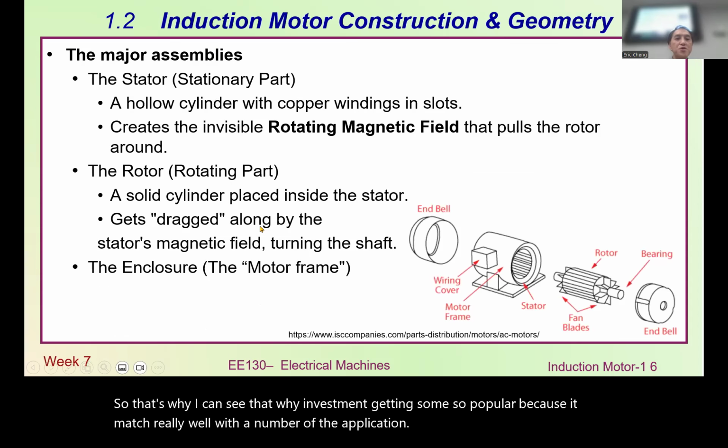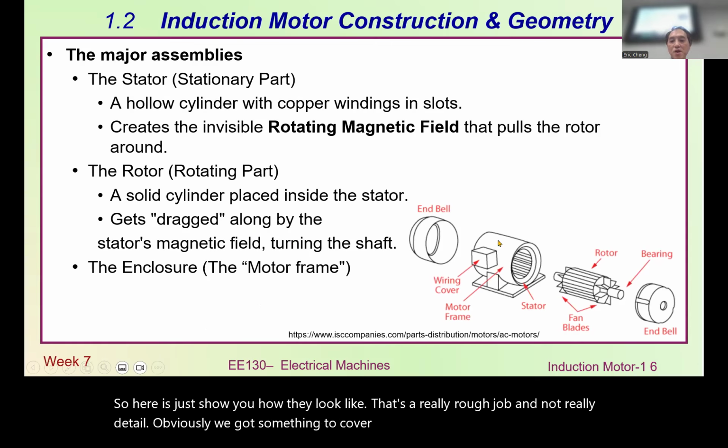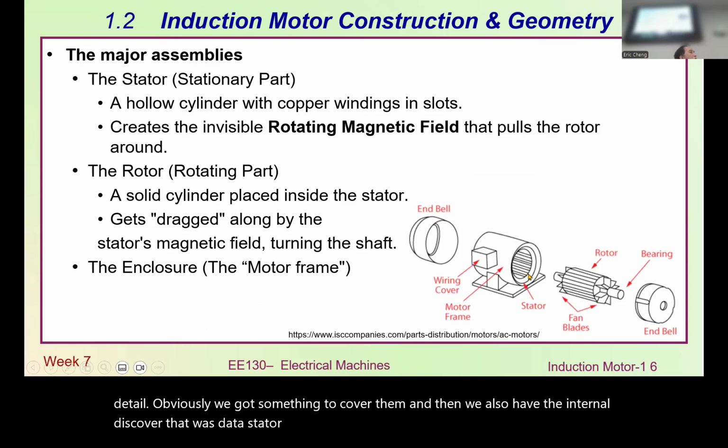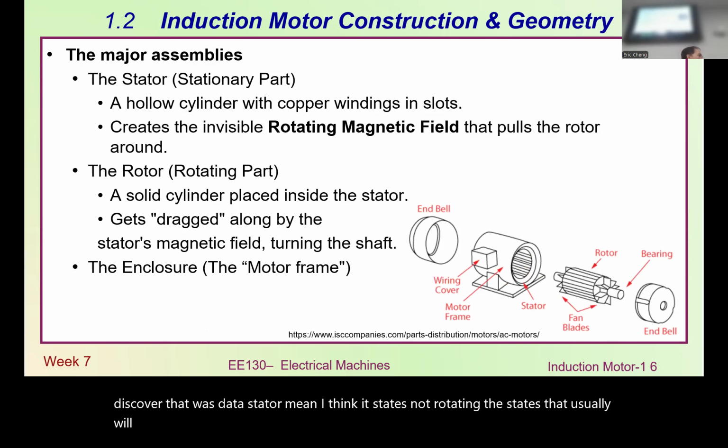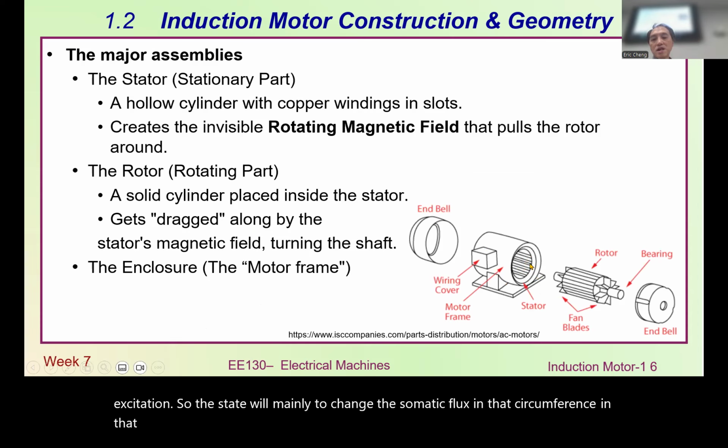So here is just to show you how they look like. That's a really rough drawing, not really detailed. Obviously, we've got something to cover them. And then we also have the internal disc cover that will be the stator. Stator means, I think you know, it's not rotating. So stator usually will be our copper winding. Inside there's another copper winding to provide excitation. So the stator will mainly generate some magnetic flux in that circumference, in that cylinder location.